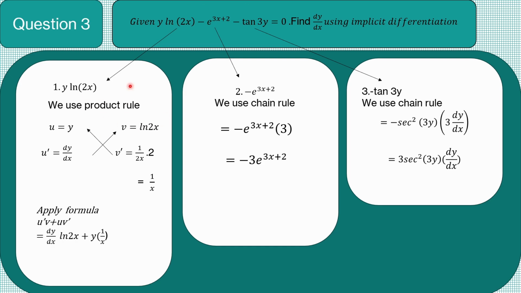First, we have to differentiate the u and v product. So our u is equal to y and our v is equal to log 2x. So the derivative u prime is going to be dy over dx, and the derivative v prime is 1 over x. So we end up with dy over dx log 2x plus y times 1 over x.